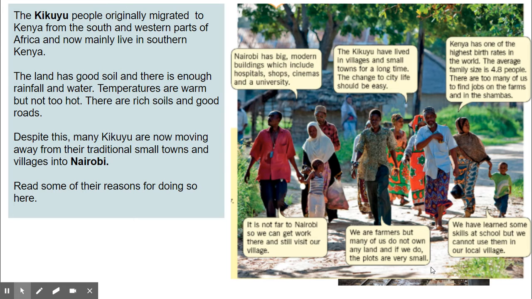But despite all of these things, many Kikuyu are now moving away from their traditional villages and small towns, and they're moving to the big city, to Nairobi. Here on the picture, there are some reasons why they are doing that. One guy says Nairobi has big modern buildings, which include hospitals, shops, and cinemas, university. One person says that the change to city life should be easy.